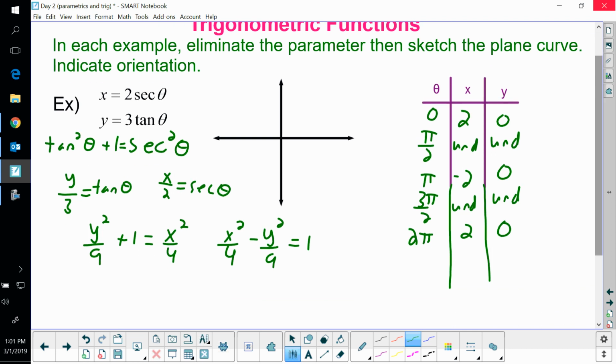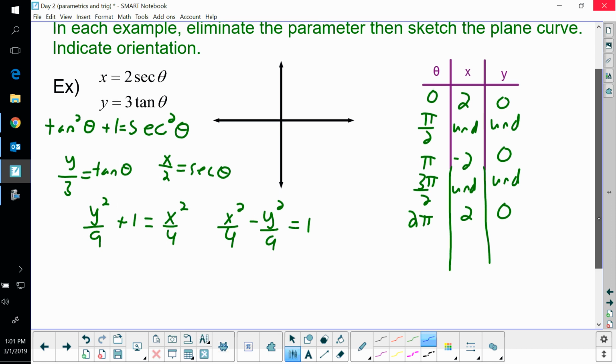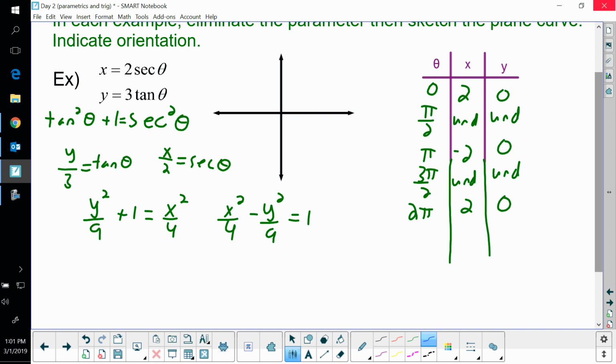So because we have these undefined, it might be helpful to find some values in between. So let's do the multiples of 45 that are in between. So we're going to do pi over 4, we'll do 3 pi over 4, 5 pi over 4, and 7 pi over 4. So for pi over 4, for the x's, remember that's secant.